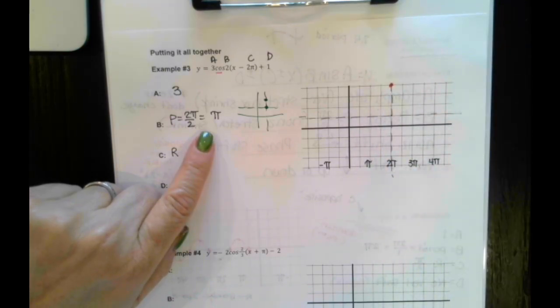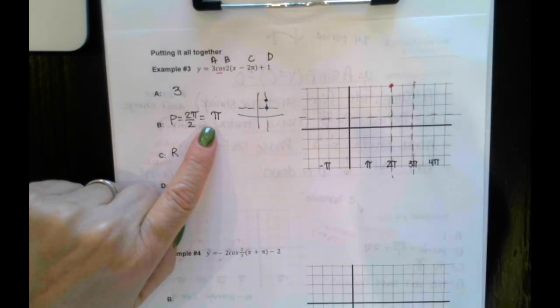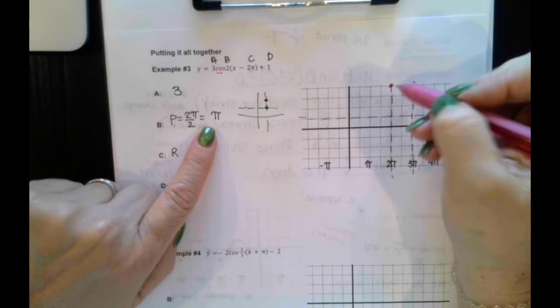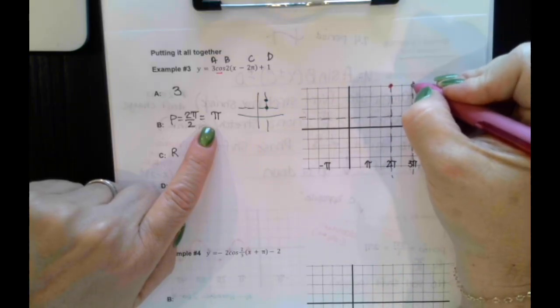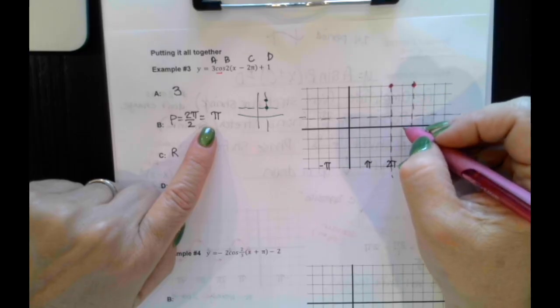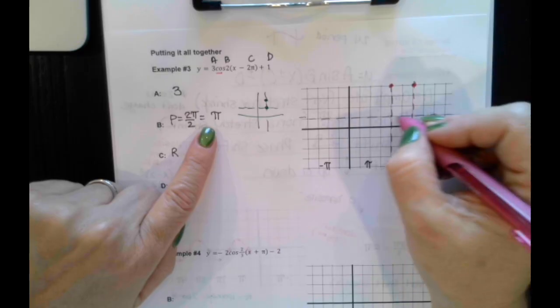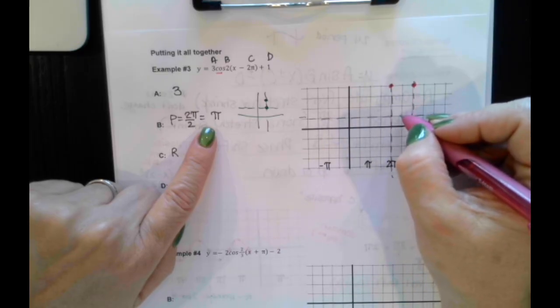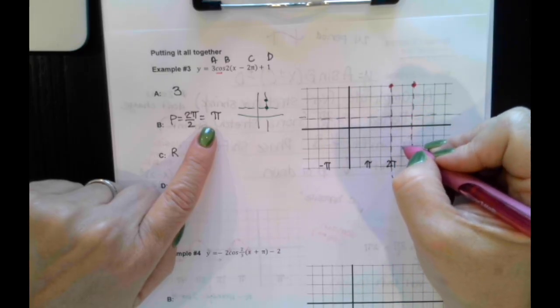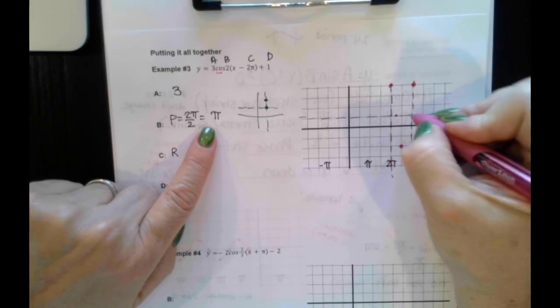Oh, I didn't do my period. My period is only 1 pi. So that means this is going to be super narrow. So here's my starting point. Here's my ending point. Halfway in the middle, so that's right here, I'm going to go this time down 3 from my new x-axis. So remember, this is my new x-axis. So if I go down 3, I'm going to go 1, 2, 3. So it's right here. And my zeros are in the middle. So there are my 2 zeros.